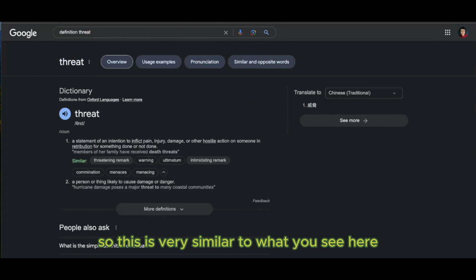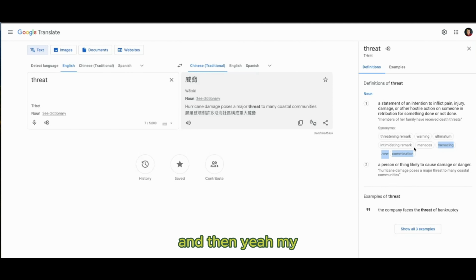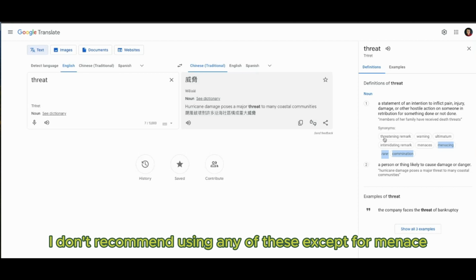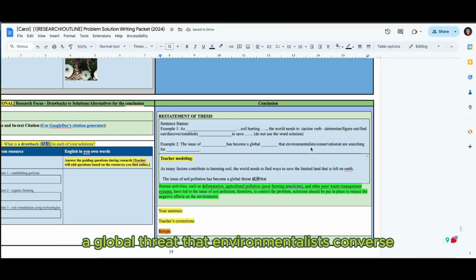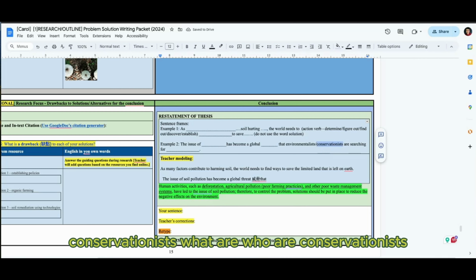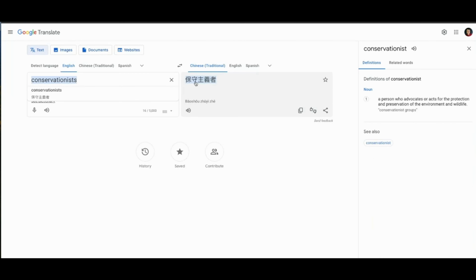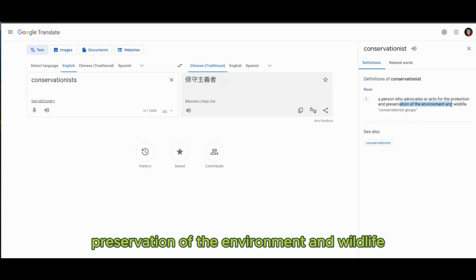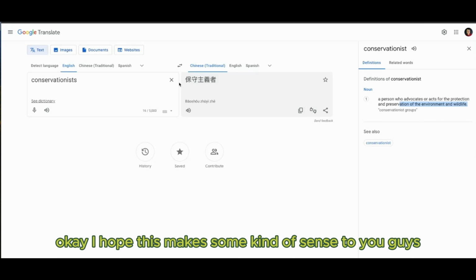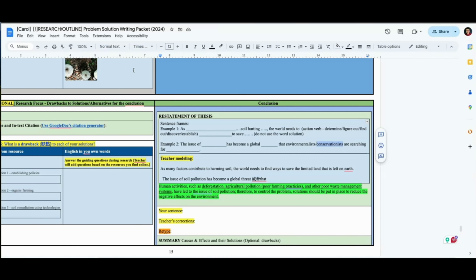So this is very similar to what you see here, and I don't recommend using any of these except for menace. You can use that one. A global threat that environmentalists, conservationists, who are conservationists? Let's take a look. A person who advocates or acts for the protection and preservation of the environment and wildlife. Okay, I hope this makes some kind of sense to you guys.